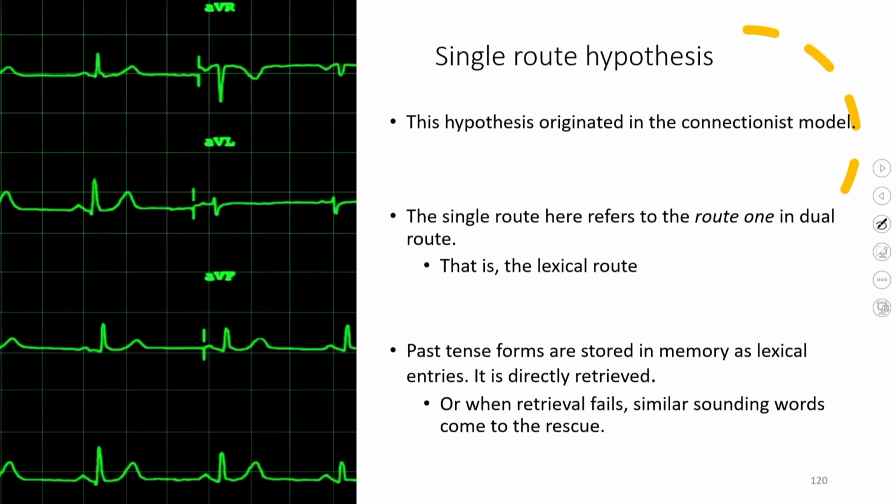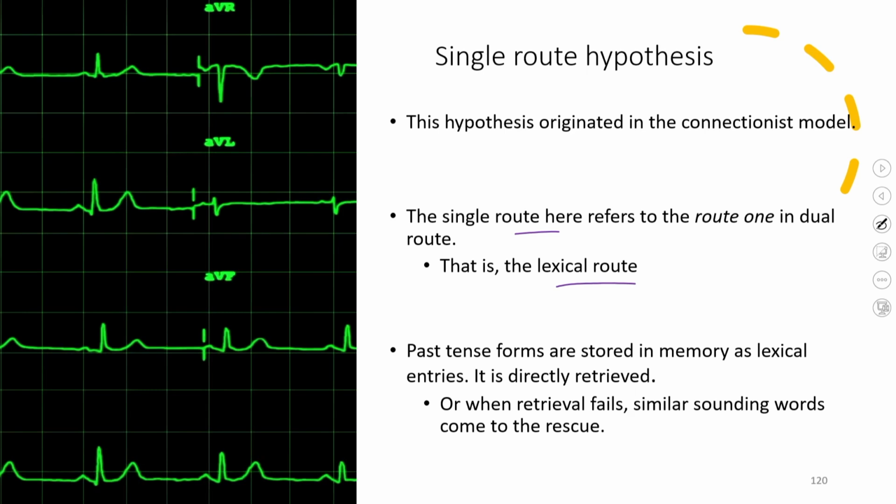Now, let us move to the single root hypothesis. This hypothesis, if you recall, we have discussed in the connectionist model with Rumelhart and McClelland's theory, which is called the RM model. So, the RM model talks about only one single root. This is similar to root number 1 of our dual root hypothesis, which is the lexical root.